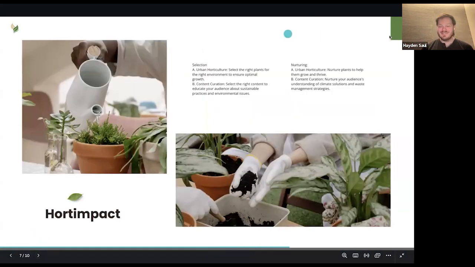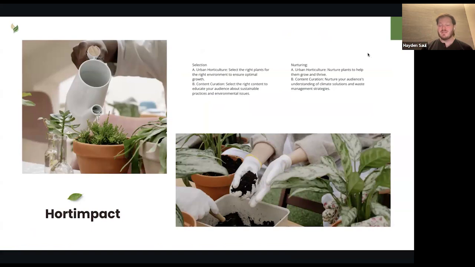All right, so here is our second one, hort impact. So the impact of horticulture. So looking at the 2 key breakouts that we had mentioned at the top, we're going to start to show examples against these. So the first is urban horticulture. So selecting the right plants for the right region.